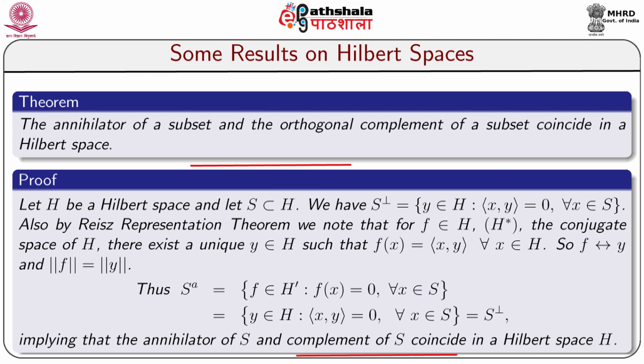Thus S superscript A is equal to the collection of all functionals f belonging to H' such that f(x) equals 0 for all x belonging to S. That means the collection of all y belonging to H such that inner product (x, y) is equal to 0 for all x belonging to S, which is equal to S perp, implying that the annihilator of S and the orthogonal complement of S coincide in a Hilbert space H.